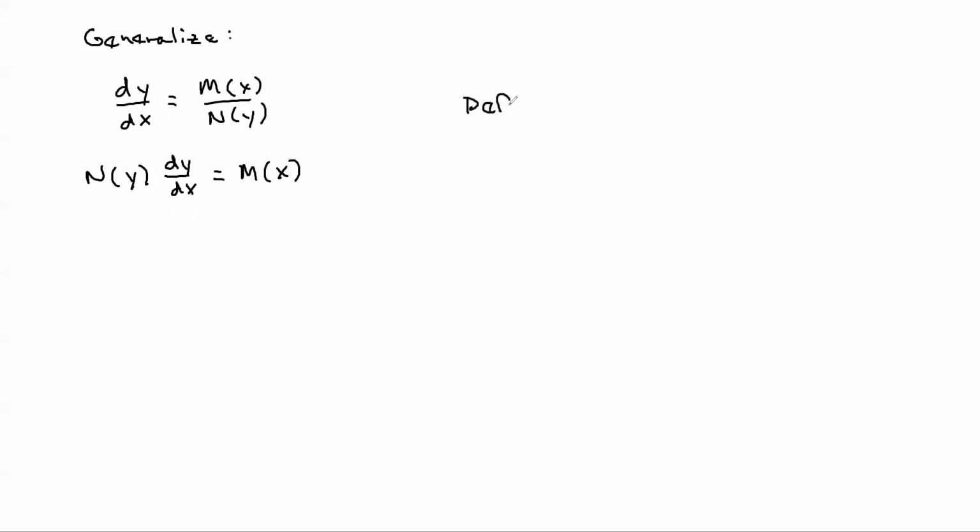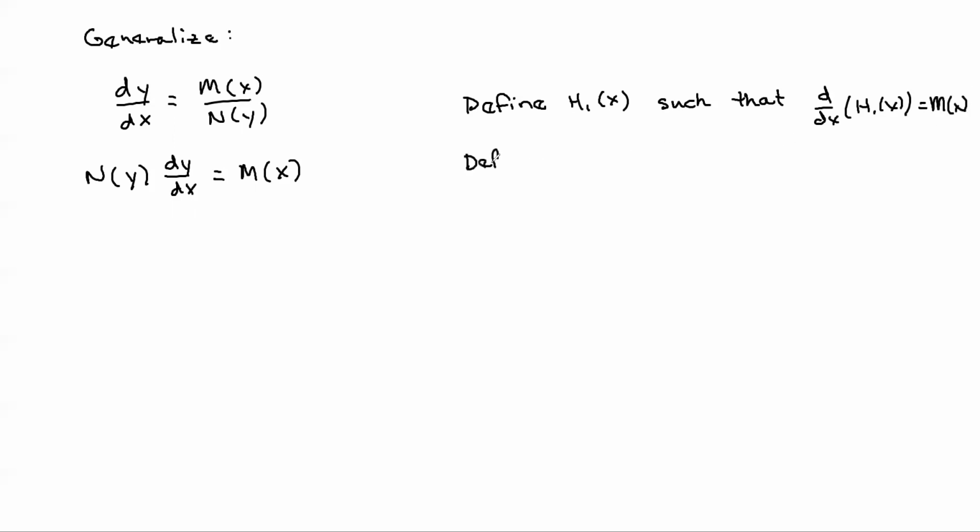Suppose we have dy/dx equals m(x) over n(y). Then we can always move the n(y) over: n(y) dy/dx equals m(x). Then we can define h1 of x such that the derivative of h1 of x equals m of x.